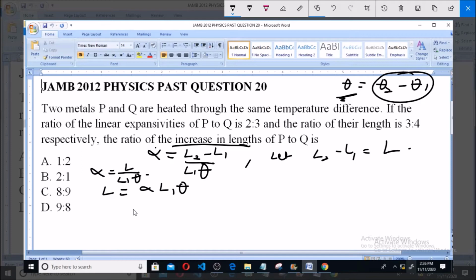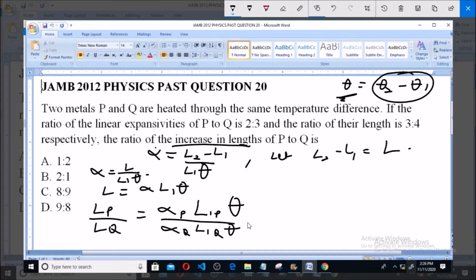Now it is a ratio that we are looking for. So we would say LP, that is the increase in length of P, over LQ, is equal to the linear expansivity of P multiplied by L1 of P multiplied by theta, over the linear expansivity of Q multiplied by L1 of Q multiplied by theta.